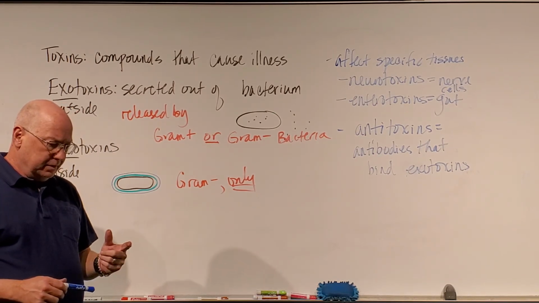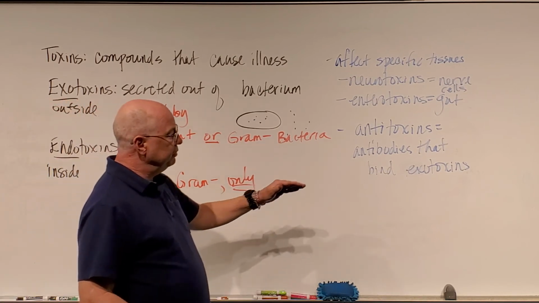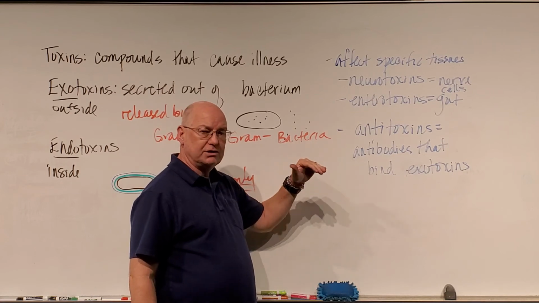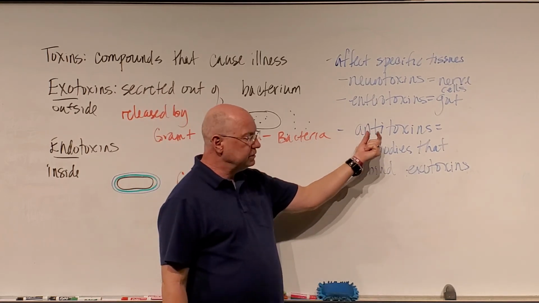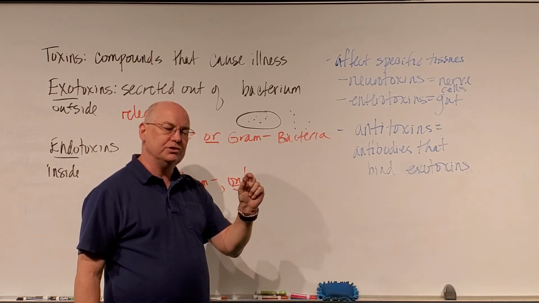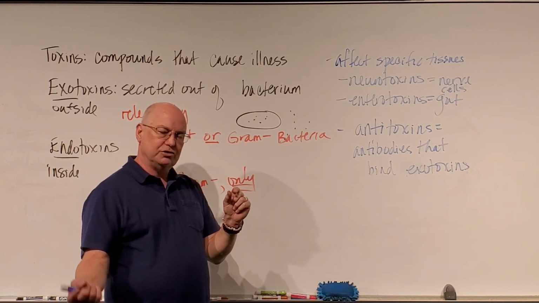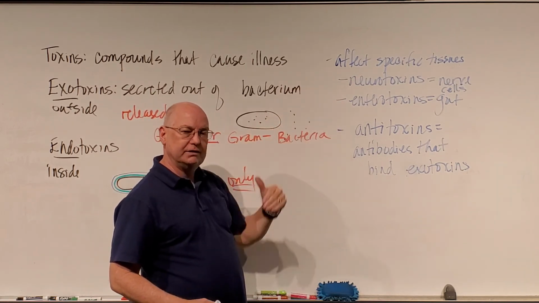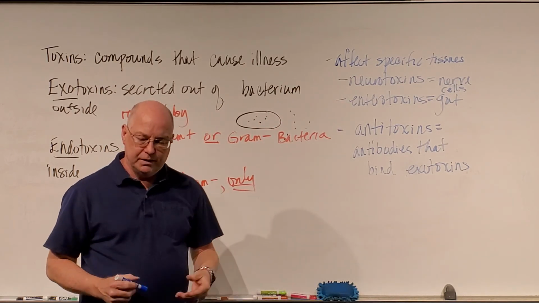Now, this allows us, by the way, to create somewhat of a vaccine for certain toxins. If we could take the part of the toxin, the epitope that causes the illness, or at least triggers the immune system, and expose some immune cells to it, they'll develop antibodies so that when they are exposed to the full toxin, we can bind it up and not get sick.